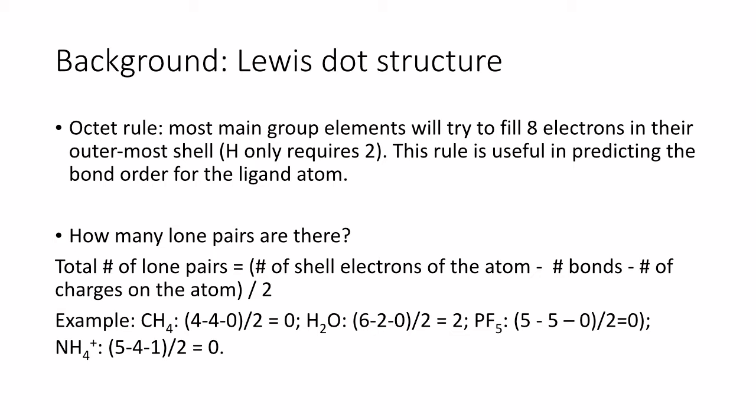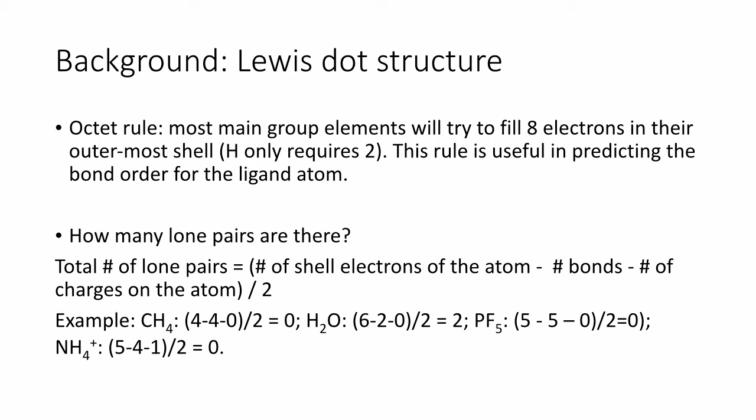The next useful thing is the calculation of lone pairs in a particular atom in a molecule. Okay? Now, the calculation is done in the following way. We start with the total number of valence shell electrons of the neutral atom. You subtract the number of chemical bonds it forms with other atoms, and then you subtract the charge. Okay? And you take the result, divide by 2, and that's the number of lone pairs this atom has.